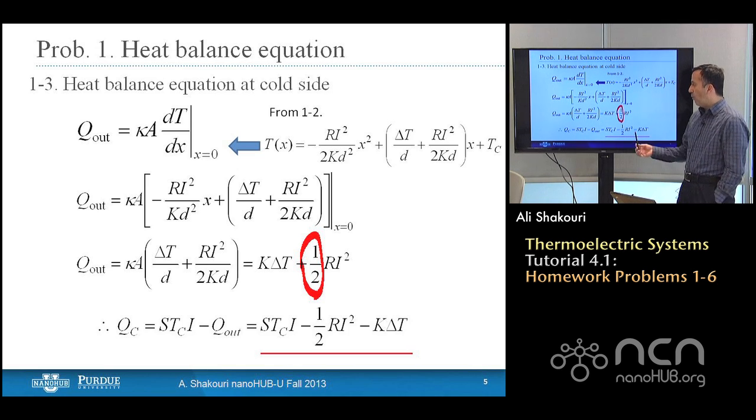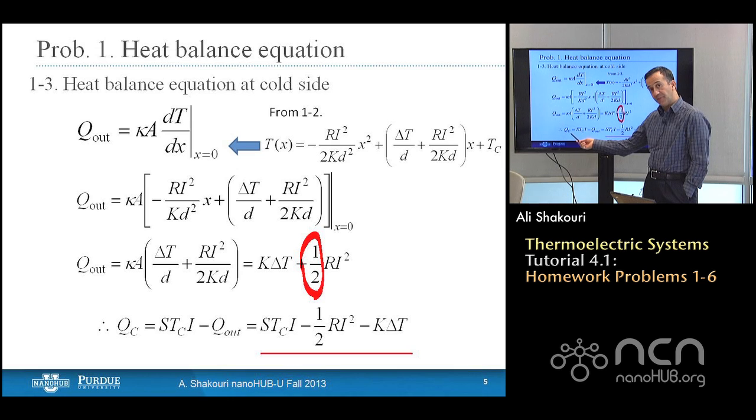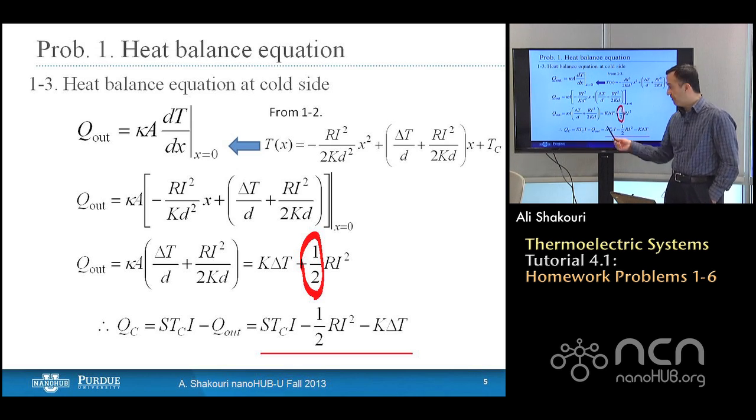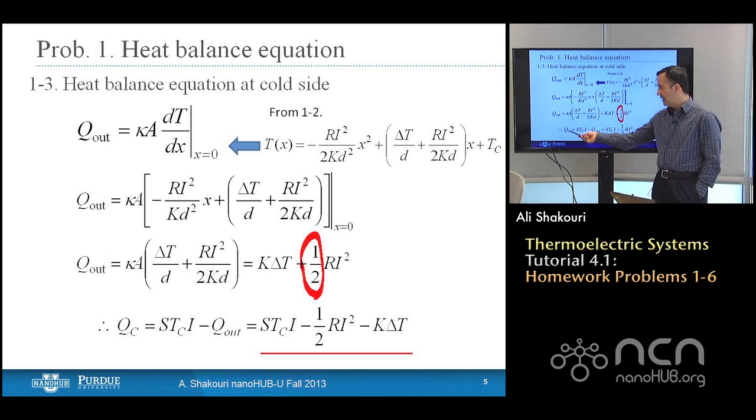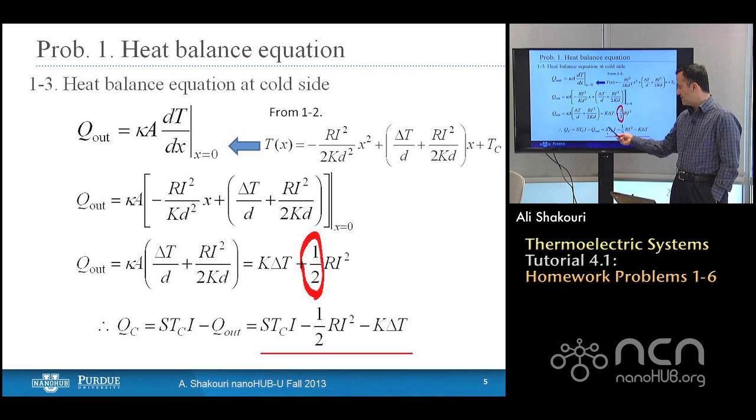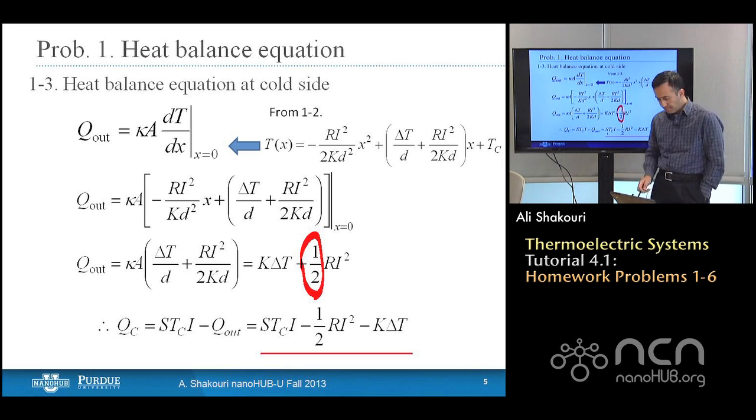Now we ask, what is happening at the cold side of the thermoelectric? There is Peltier cooling happening at that location, a localized source of cooling, which is S T cold times I, plus an amount of heat flux, which is determined by this equation. And again, this is used a lot in the thermoelectric heat balance equation. Cooling at the cold side is the amount of Peltier cooling minus half of the Joule heating minus heat conduction.